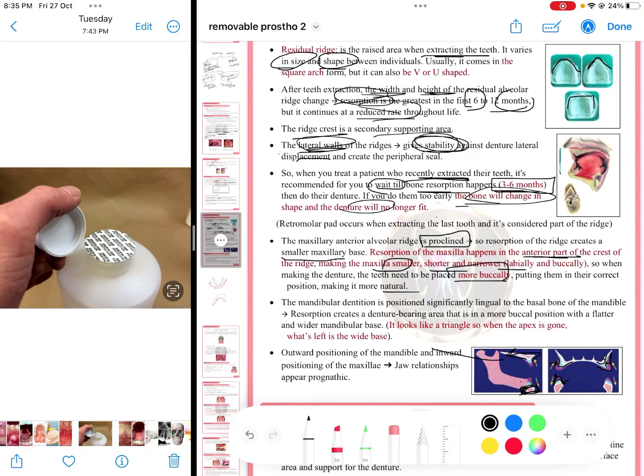In the mandible, the dentition, the teeth are placed lingually, okay, because the resorption happened lingually. The denture bearing area now is more buccal, it's moved more buccal, it's getting wider and flat and wider. So the resorption that's happened in the mandible is outward positioning. So the mandible got wider and it's moving outward, because as we said, the resorption is happening from this side. But the maxilla is moving inward because the resorption is happening from this side. So it's getting smaller and inward.